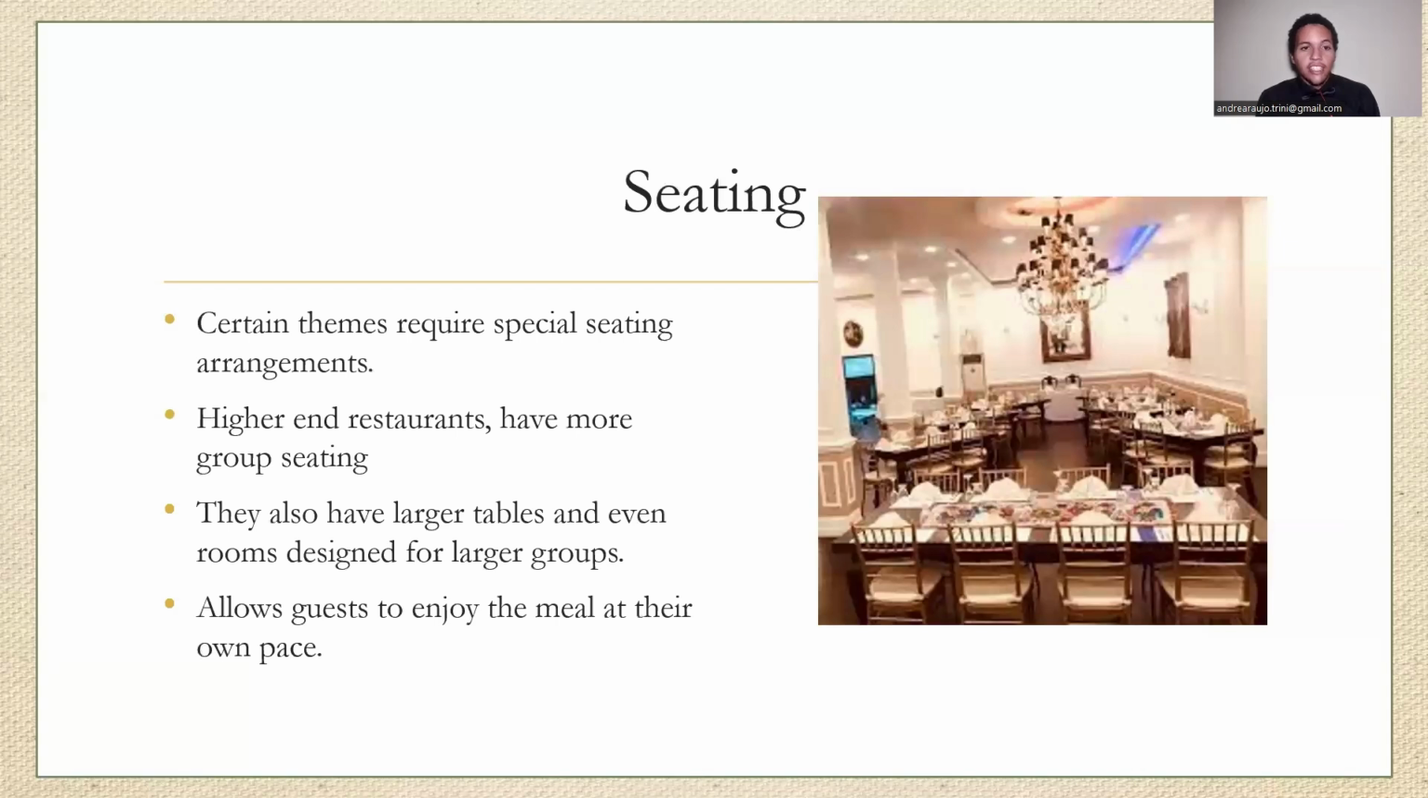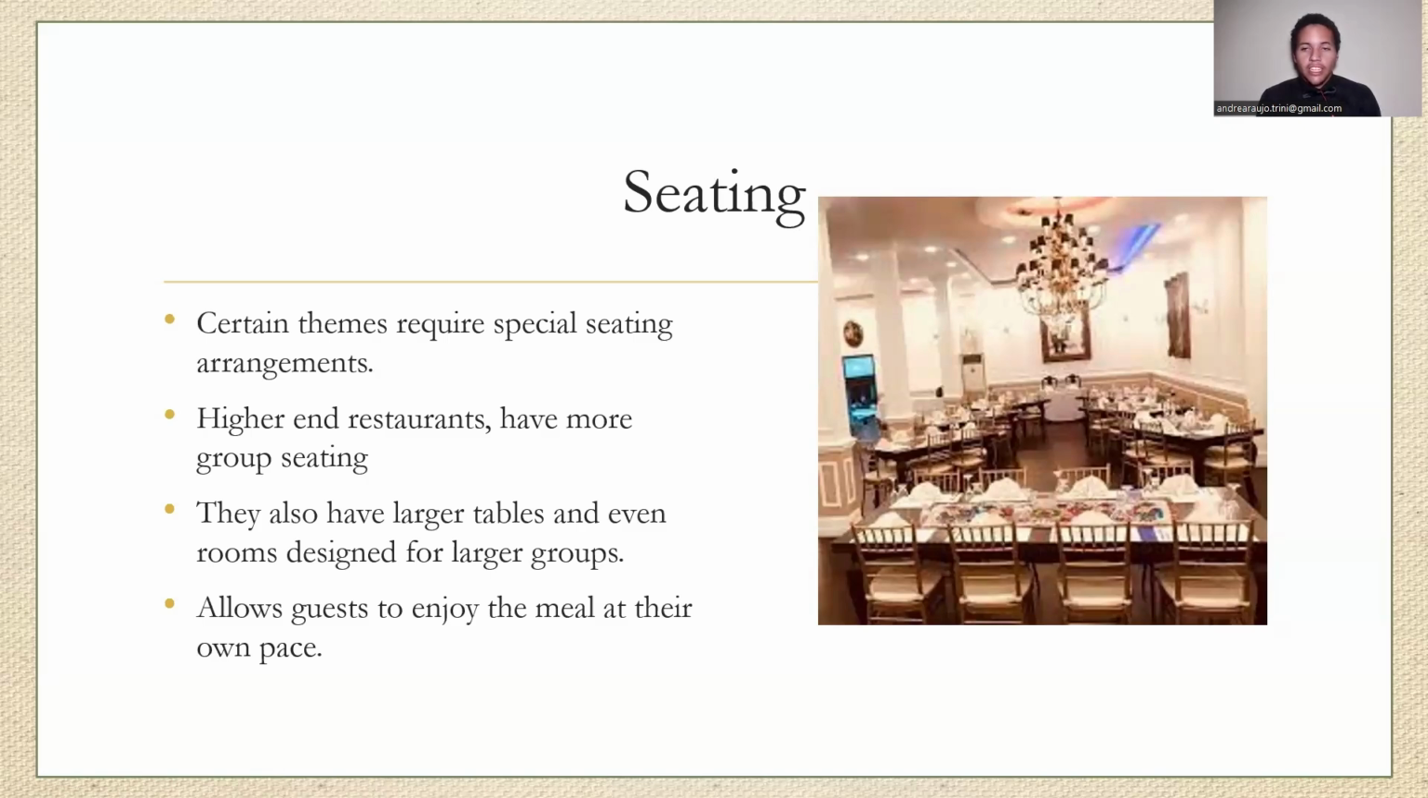And the seating, certain themes require special seating arrangements. So, for example, in Chinese restaurants, they'll have a large round table, as well as in the Middle East, where for groups, they'll put the food in the center and have the table, put all the plates at the end, and people will rotate the table and take what they want, and eat communally. In high-end restaurants, they tend to have more group seating.